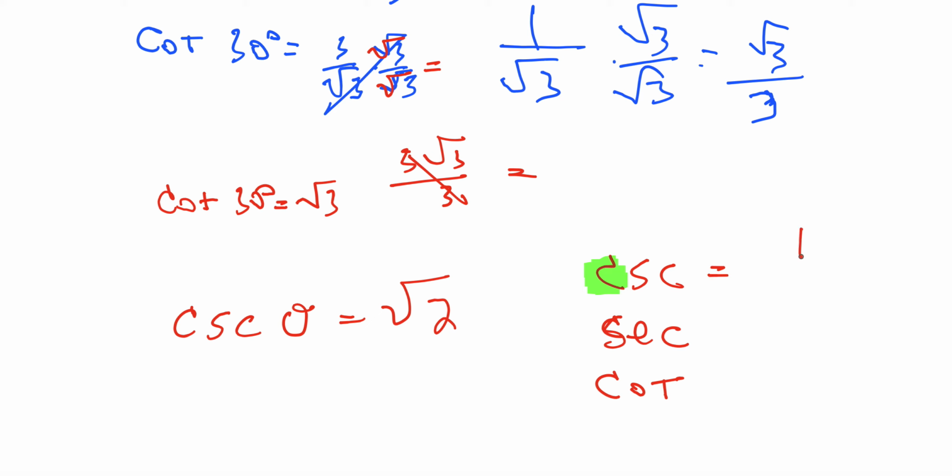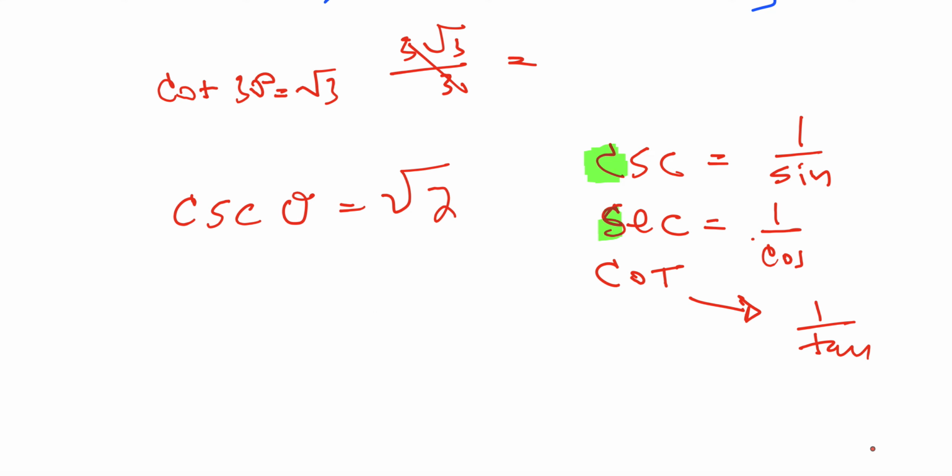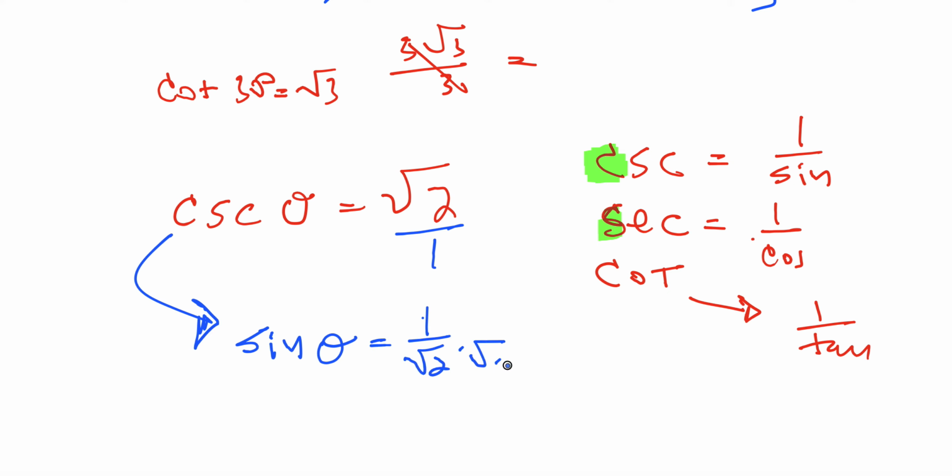So that's the same as 1 over sine. And I would love this to correspond to sine, but we're in opposite land, so it's 1 over cosine. And this is actually the only one that makes sense, 1 over tangent. So I can easily go from here to my opposite land buddy and make that a fraction. The sine of theta, because c goes with s, is equal to 1 over root 2. Now let's rationalize. Root 2 over 2.